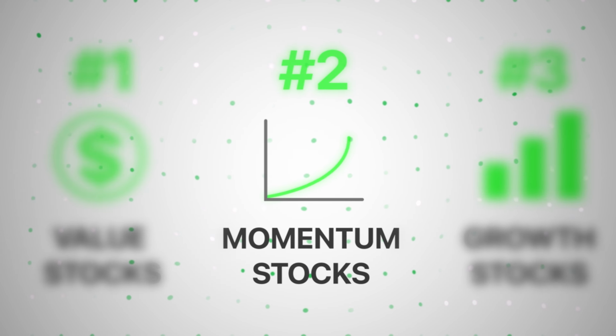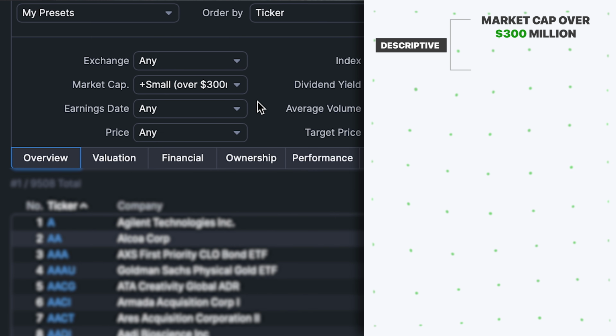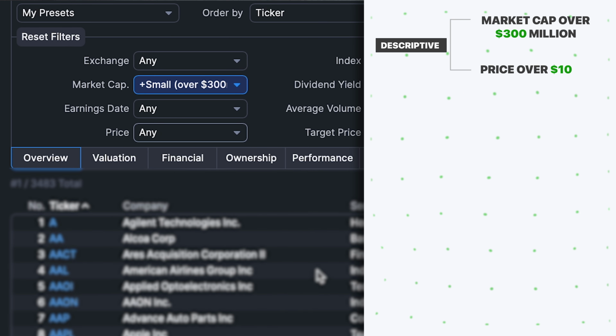And lastly, let's look at the growth stocks. For them, we will look for signs of future growth higher than the average market rate. We can often find them in sectors like technology, biotech, and emerging markets. To find them, we will first use the same 2 criteria as the others. Market cap over $300 million, price over $10.